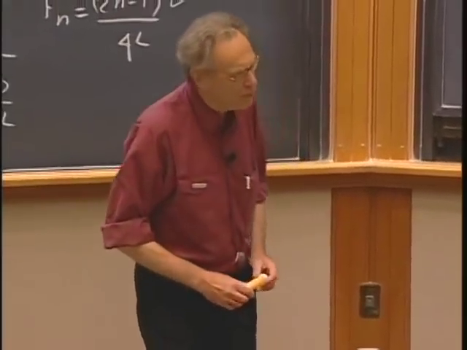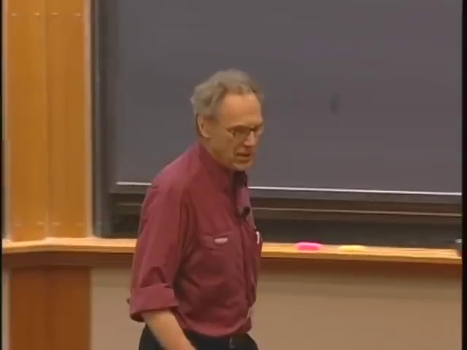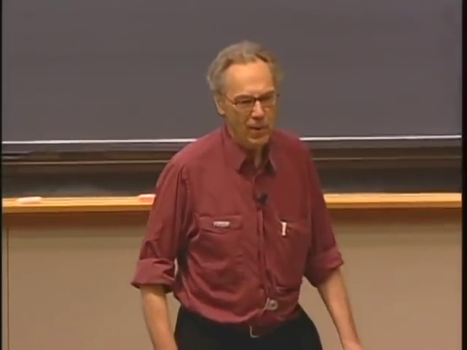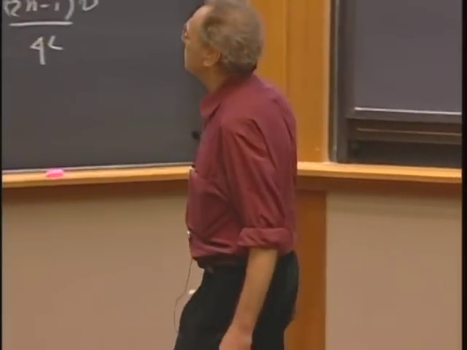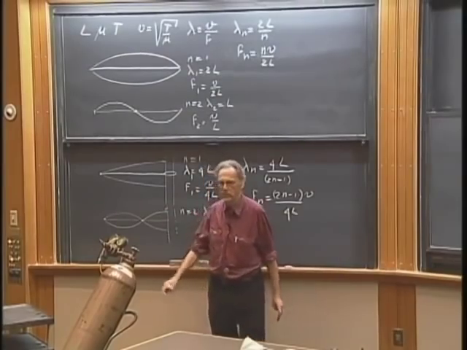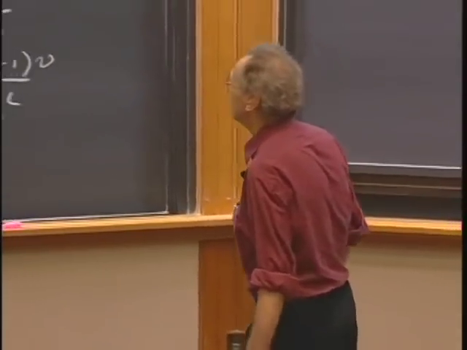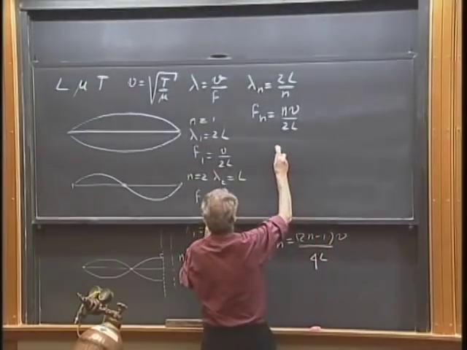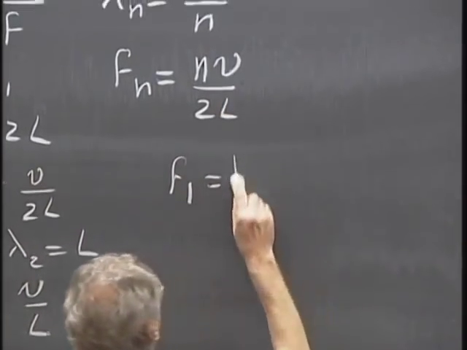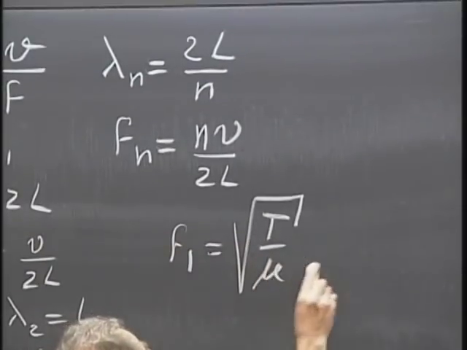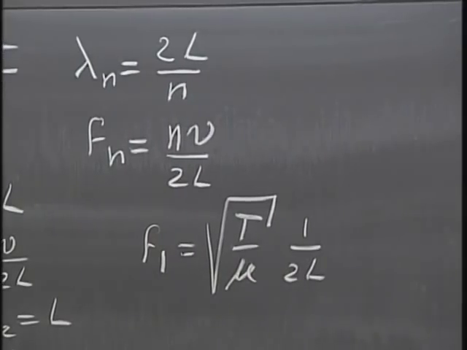I am not aware of string instruments whereby one end of the string is attached to a frictionless rod, and whereby that end is attached to a massless ring. So I will restrict myself, in discussing string instruments, to the one whereby both ends are fixed. And so the frequency f1, the one that I'm interested in, is the speed of propagation, which is the square root of T divided by mu, times 1 divided by 2L. So these are the key players in the design of instruments.